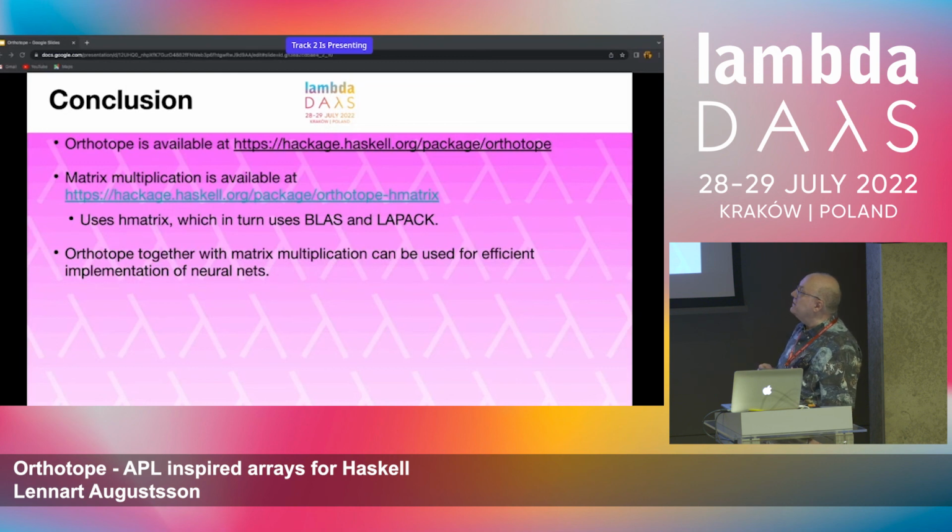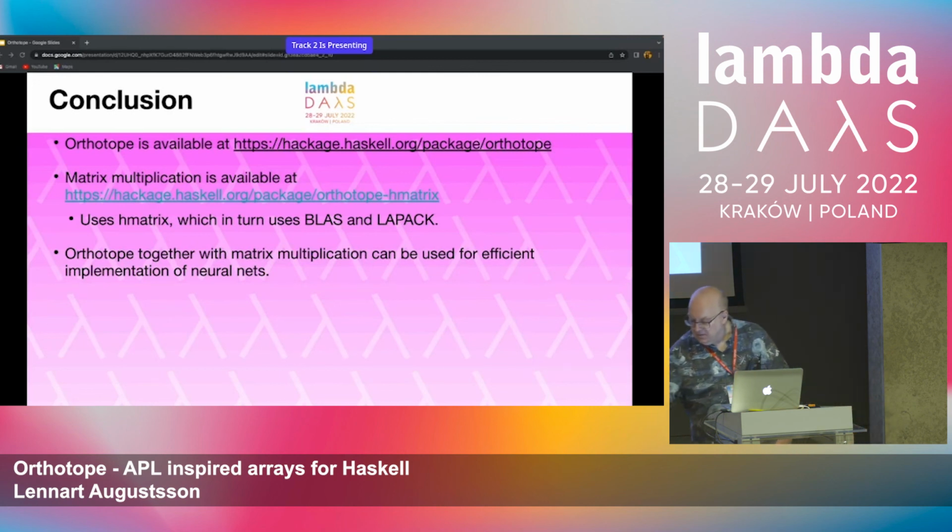The library is in Haskell, so you can use it if you want to. And the reason I did it, as I mentioned, was to do some neural net stuff. Together with matrix multiply, you can do something reasonably efficient. It was one of the edits I made: it says it can be used for efficient implementation, and I added reasonably efficient because it's not that efficient. All right, that's it.